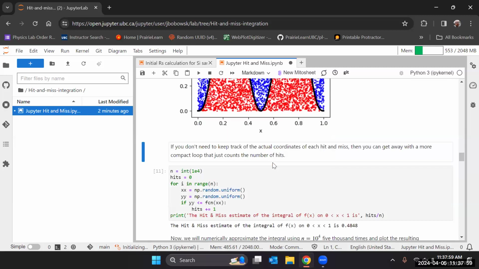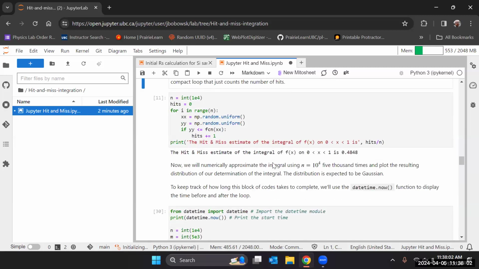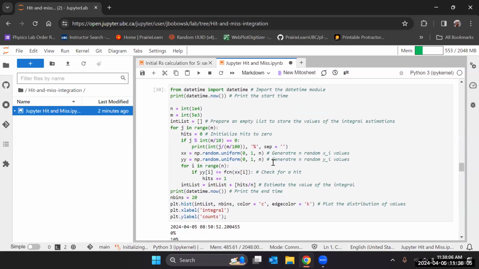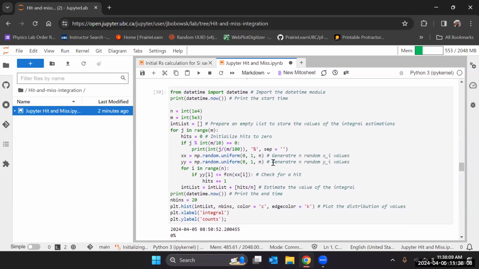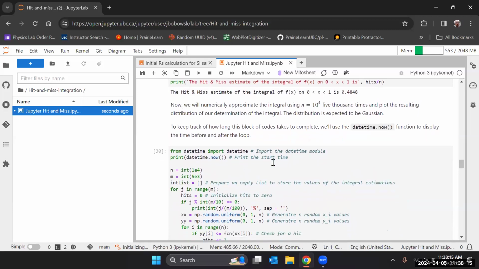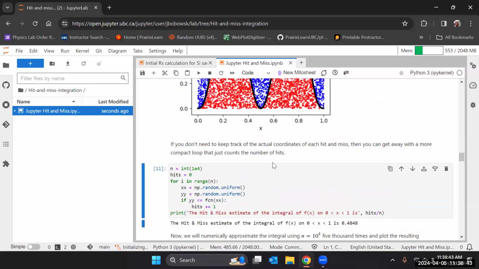So you asked a question, what if we were to increase the value of n? What we're not gonna do is increase n yet. What I'm gonna do is calculate the value of the integral using n is 10,000, but I'm gonna do it 5,000 times. So we're just gonna run the same simulation 5,000 times. We'll get 5,000 estimates of the integral. And then I want to plot the distribution of those values. So this will take a minute.